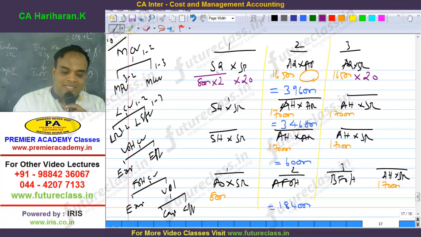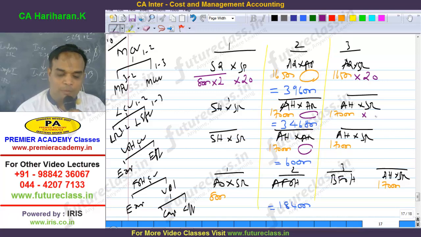Now, shall we go for labor? With respect to labor, what is the standard rate per labor hour? The rate per hour given in this question, how much? 2 rupees. Here also 2.